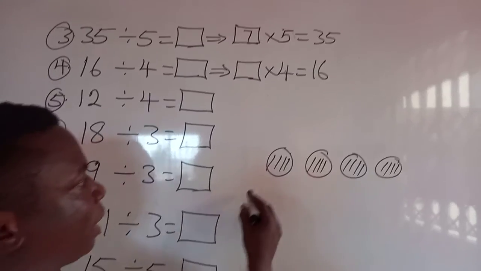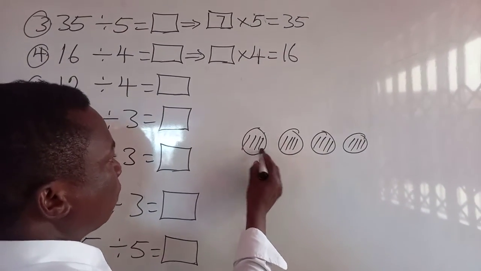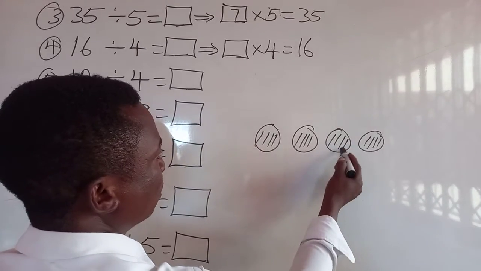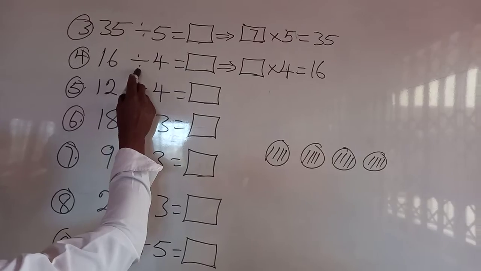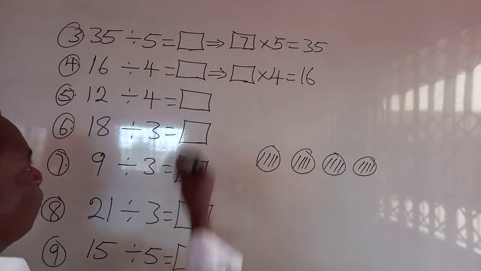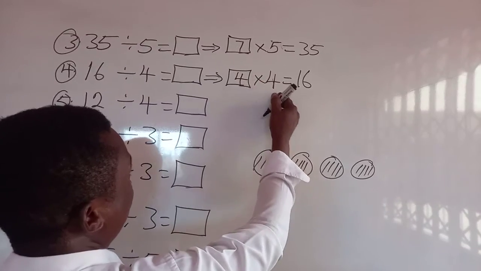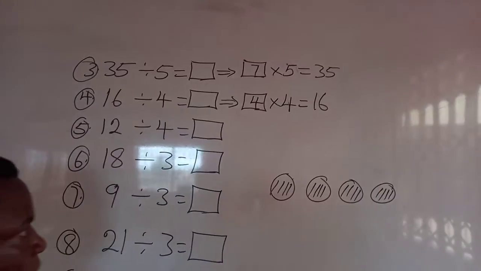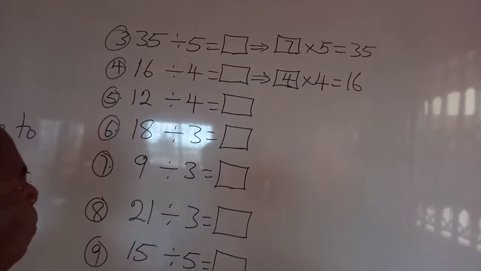So after doing this, you count. Each circle will have what? 1, 2, 3, 4. Therefore, 16 divided by 4 is what? 4. This means that 4 times 4 is what? 16. You can use any of these methods that I taught you.